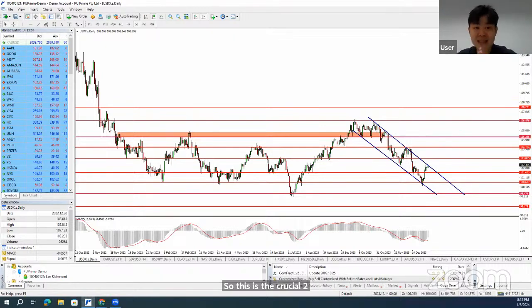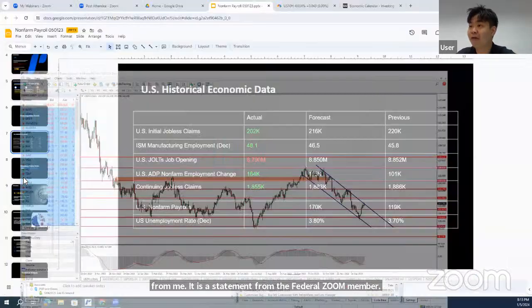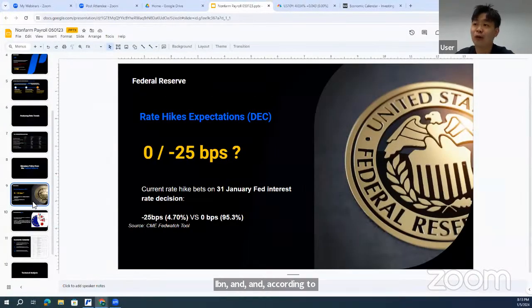This is a statement not from me. This is a statement from Federal Reserve members, even Jerome Powell. And according to CME FedWatch too, a lot of people are expecting the Fed to consider cutting the interest rates. So this is a highly focused thing.